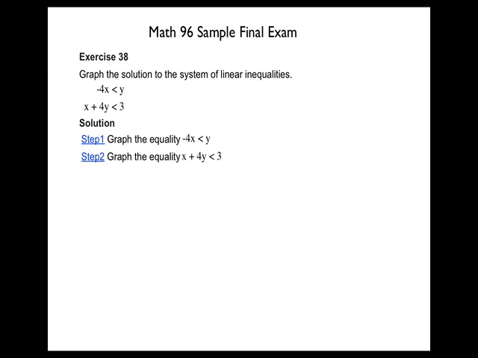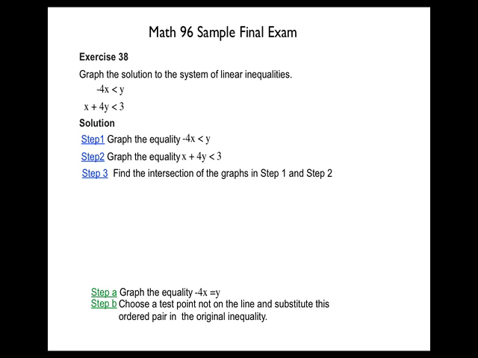In exercise 38, you're asked to graph the solution to the system of linear inequalities. So here's the system. Let's do a summary of how we're going to approach solving this problem. First, we're going to graph the first inequality. Then we're going to graph the second inequality. And we're going to find the intersection of the graphs that we found in the previous two steps. And the intersection will be the solution to our system.